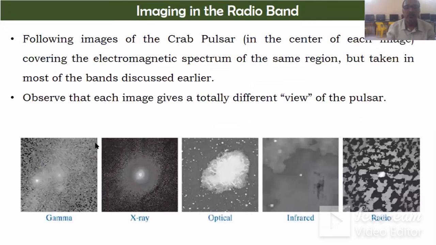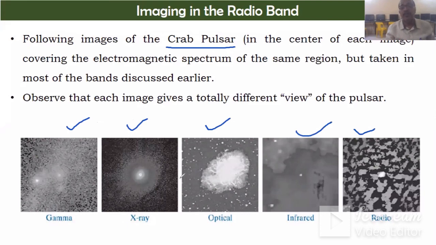Now see, this is a photo or image taken of the Crab pulsar. This is a star, the Crab pulsar, and its image will be taken by the different rays which we have to discuss. So gamma rays, X-rays, optical, visual rays, infrared rays and radio waves. Now in this, the dot at the center in each one will actually be the Crab pulsar.